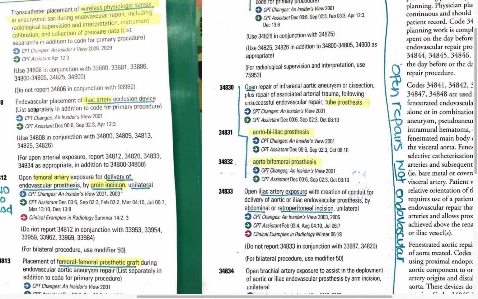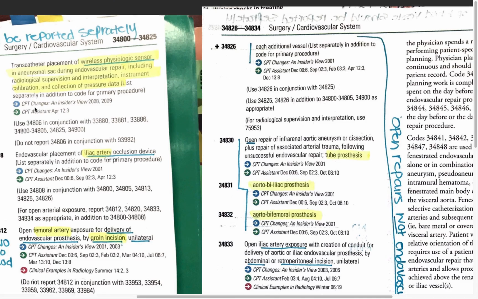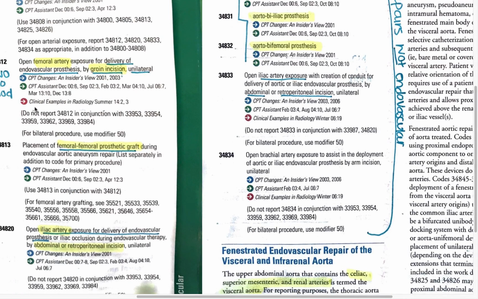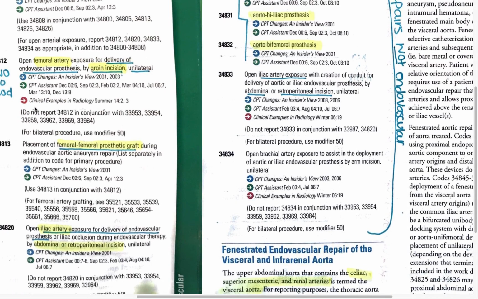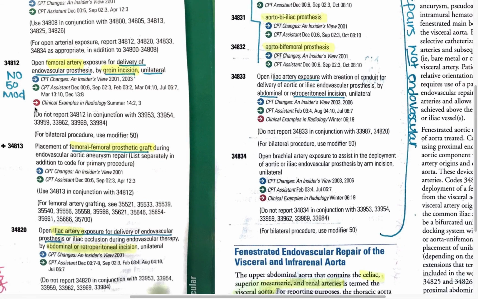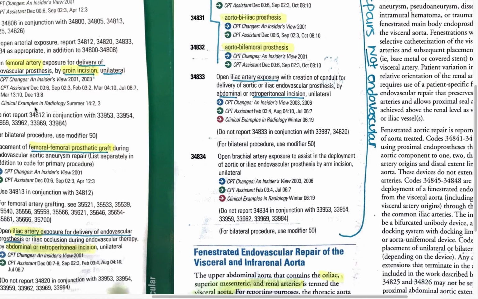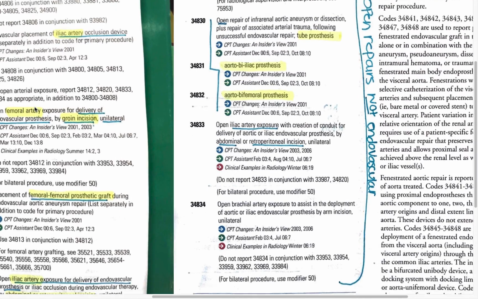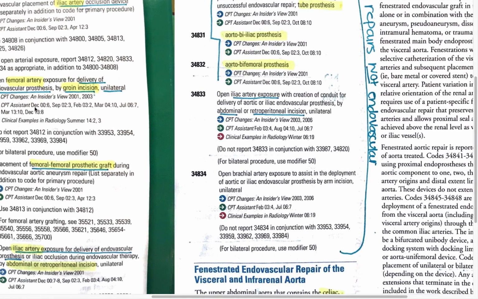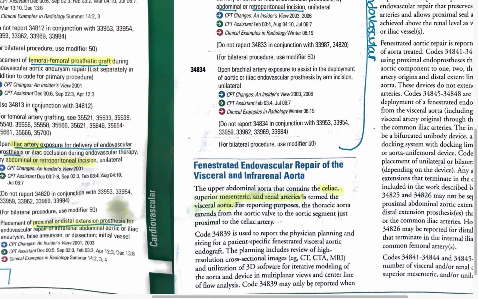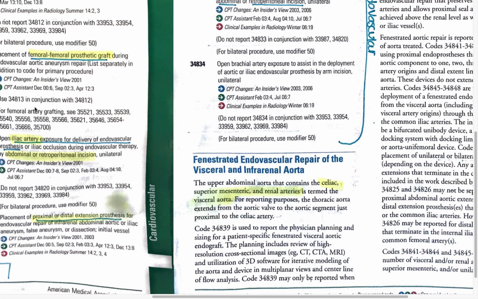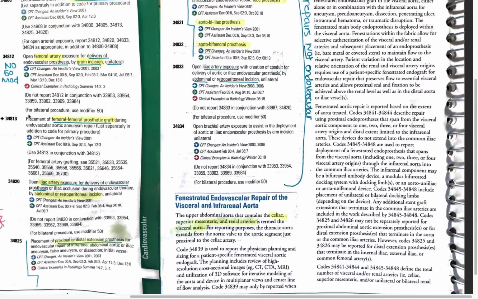Notice how I have labeled from 34826 to 34834, and really it should be from 34820 on the previous page to 34834, that these are open repairs, not endovascular, because you don't want to get that confused. The next section is for the endovascular repair of a visceral or infrarenal aorta. There are guidelines here that you should review.